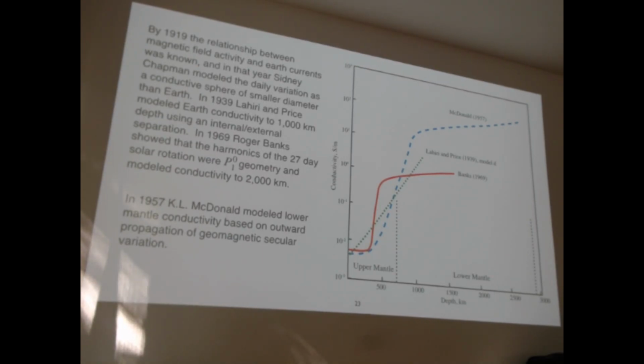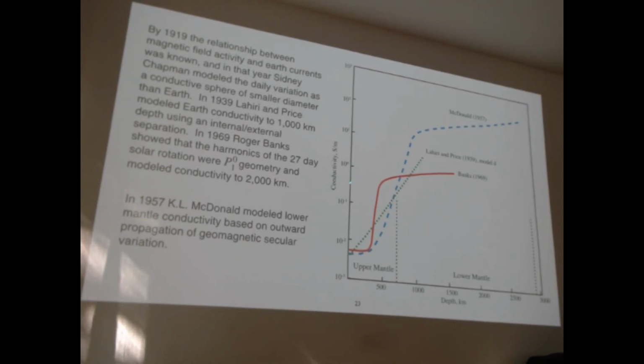People started to try and model this. The first to do so, Sidney Chapman, noted that the daily variation of the magnetic field was consistent with a conductor inside the Earth that wasn't at the Earth's surface, but smaller than the Earth. Then Lahiri and Price created this exponential model, a simple one or two parameter model for the magnetic field variations down to about 1,000 kilometers.